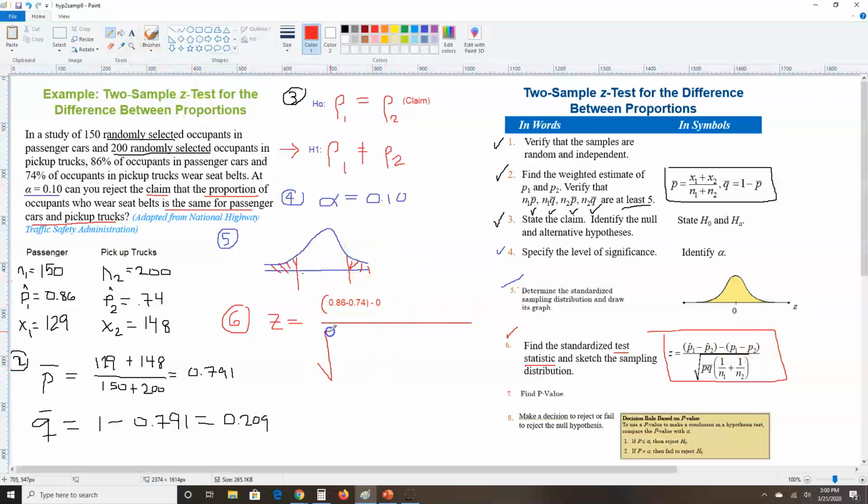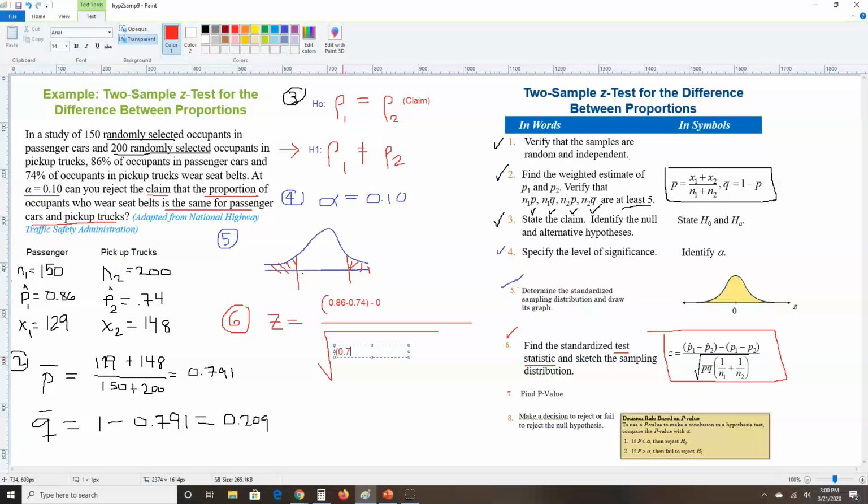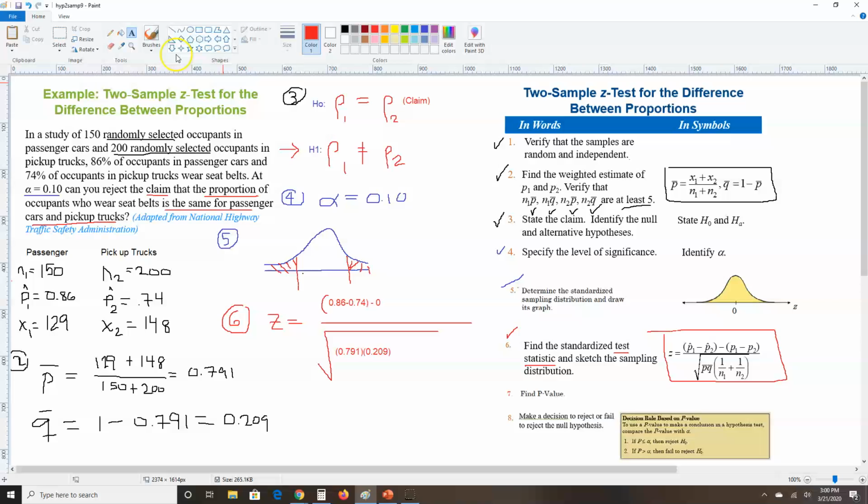The bottom, I'm going to do the square root of, now I need to multiply p-bar. And how much is my p-bar? 0.791. Again, I'm going to type it instead of writing it. 0.791 times my q-bar, that's 0.209. And then whatever I get, I'm going to multiply that by, now I open a bigger parenthesis, 1 over n1. Who's my n1? 150. Plus 1 over n2, and who's my n2? 200. And close the parenthesis, and all of this is inside the square root symbol.